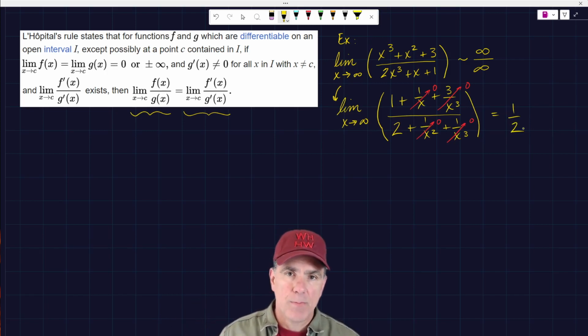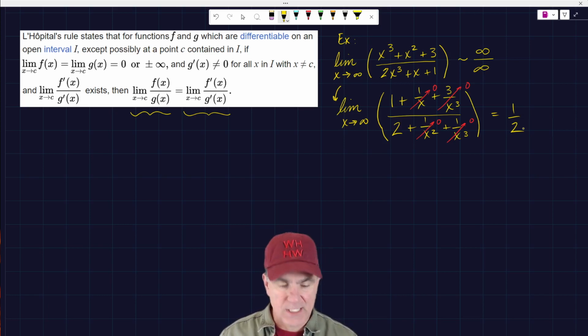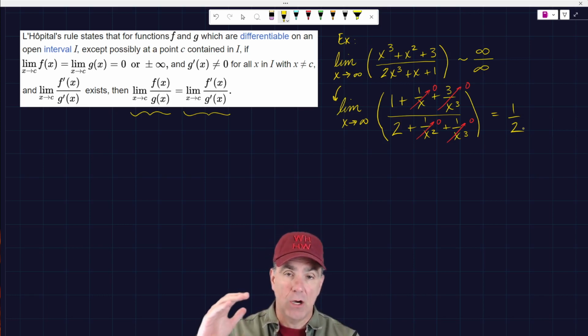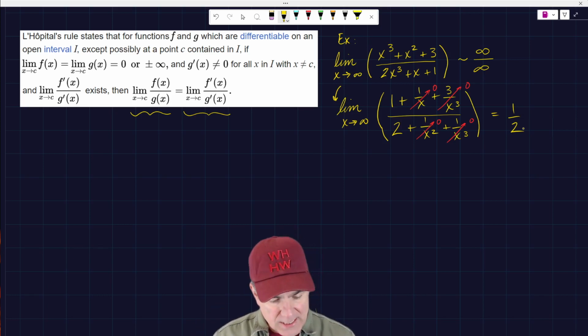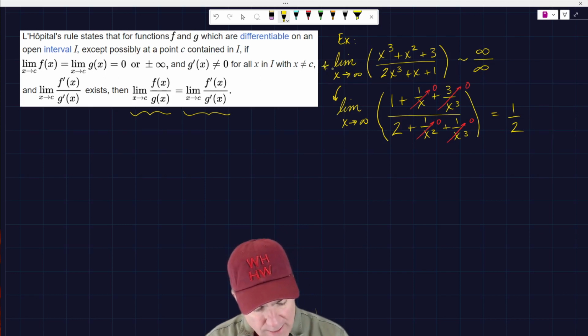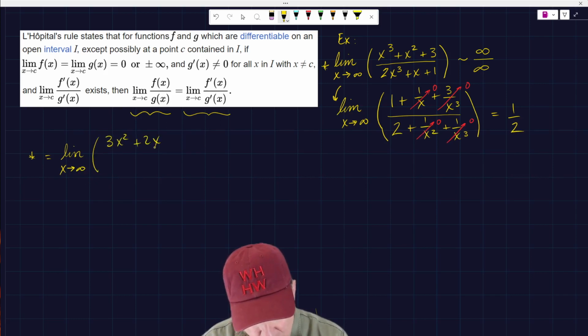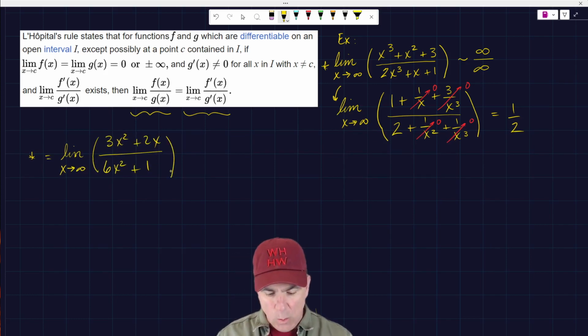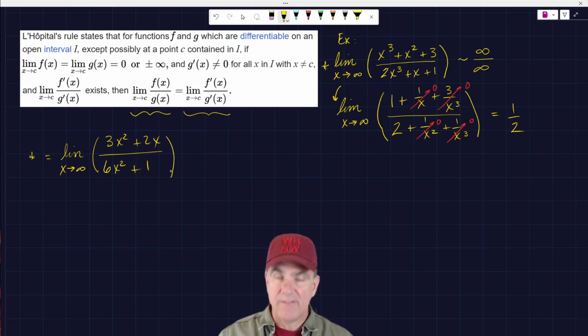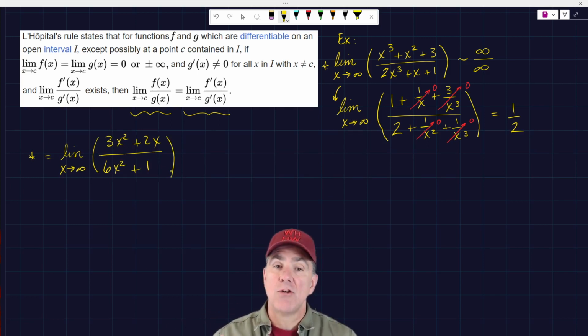Let's apply L'Hopital's rule to this, however, since it's an infinity over infinity ratio. L'Hopital's rule tells us that this limit here is equal to the limit as x goes to infinity of the derivatives. So that would be 3x squared plus 2x divided by 6x squared plus 1. Well, this is another situation where I have infinity over infinity. So I take the derivatives again.